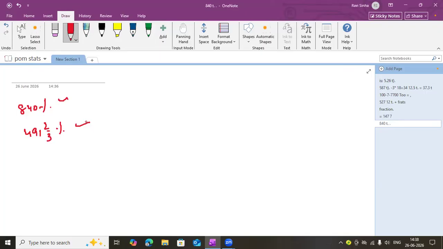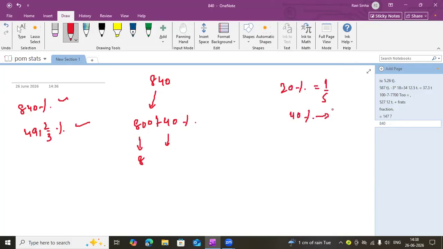So let us see how to proceed with this problem. 840 can be written as 800 plus 40%. Now 800 is 8, 40%: 20% is 1 by 5, so 40% is 2 by 5. So 8 plus 2 by 5, 40 plus 2, 42 by 5 is the required answer.